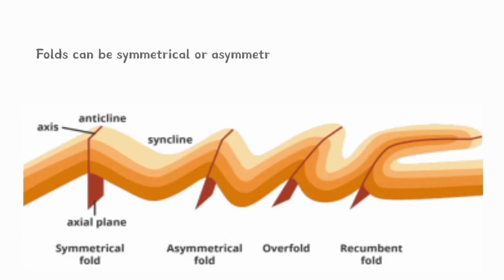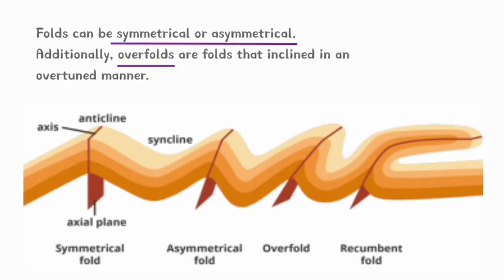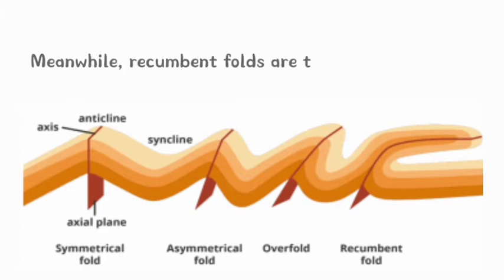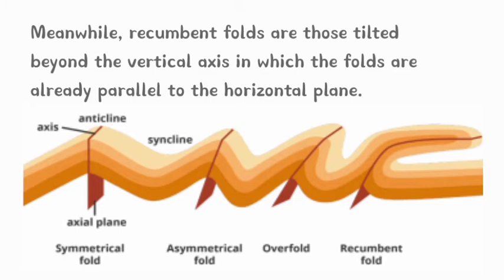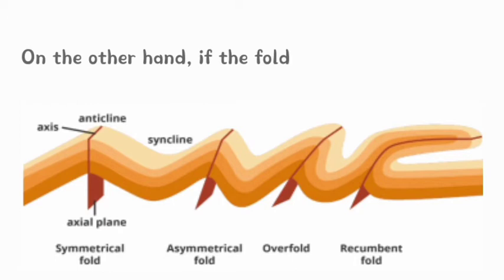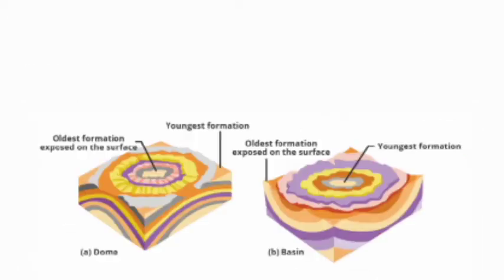Folds can be symmetrical or asymmetrical. Additionally, overfolds are folds that are inclined in an overturned manner. Meanwhile, recumbent folds are those tilted beyond the vertical axis in which the folds are already parallel to the horizontal plane. On the other hand, if the fold has only one limb, it is categorized as a monocline.